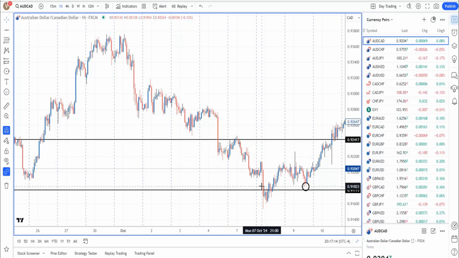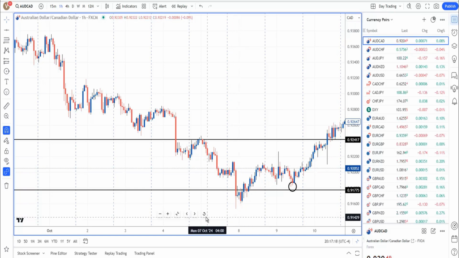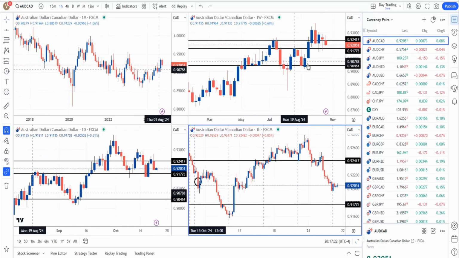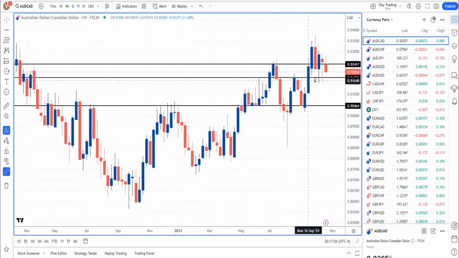Now, it finally hits this level here. And that's where I showed you the ACAT. And it got filled right there. Okay. Then what does it do? Well, after it hit this level, pardon me, let's go back to here. After it hit this level here, we had that nice move up. It comes down and hits it again.